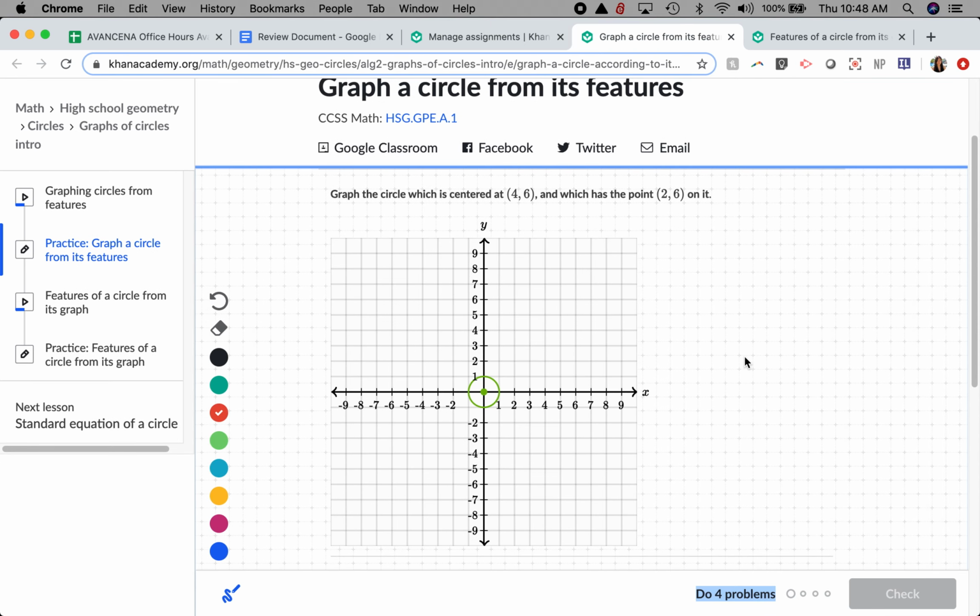The first question says, graph the circle which is centered at 4,6 and which has the point 2,6 on it. That means that the center of my circle must be 4 units to the right and 6 units up. And it has to intersect 2,6. So the circle must touch this point right here. So I'm going to take my circle and pull it to the left to make sure that the circle touches the point 2,6.